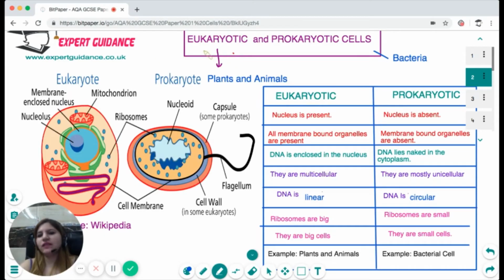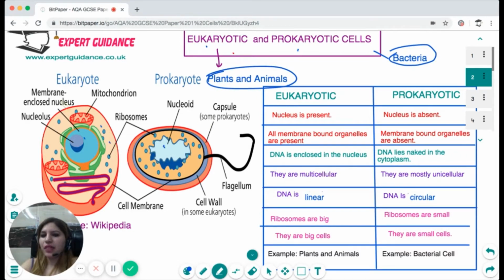The first thing we need to know is what is the difference between eukaryotic and prokaryotic cells. A prokaryotic cell is a bacteria, and eukaryotic cells are plants and animals. If you see in this diagram, there is a eukaryotic cell and a prokaryotic cell. The first basic difference between the two is the presence of the structure called the nucleus. The nucleus is present in a eukaryotic cell, but in a prokaryotic cell, the nucleus is absent.